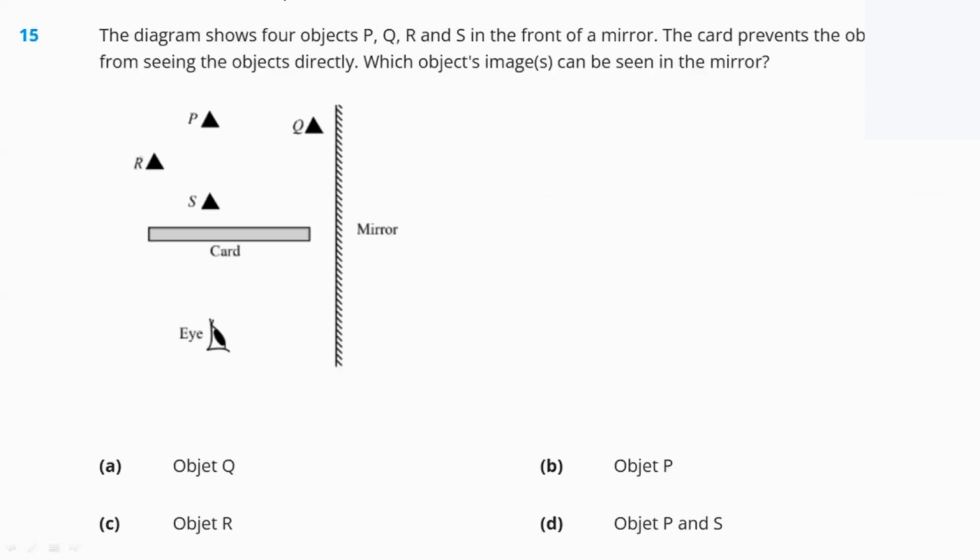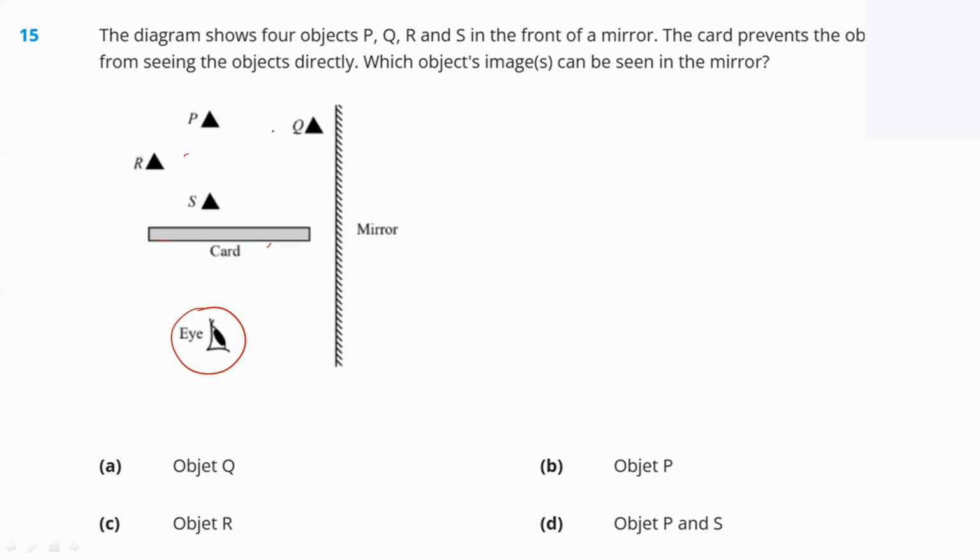Next, the diagram shows 4 objects P, Q, R, and S in front of a mirror, and the card prevents the observer's eye from seeing the objects directly. So which object's image can be seen in the mirror? So this place is the eye. Here are 4 objects P, Q, R, and S, and a card is placed between the objects and the eye so that the images are not seen directly by the eye. Which of the objects can the eye see clearly in the mirror?